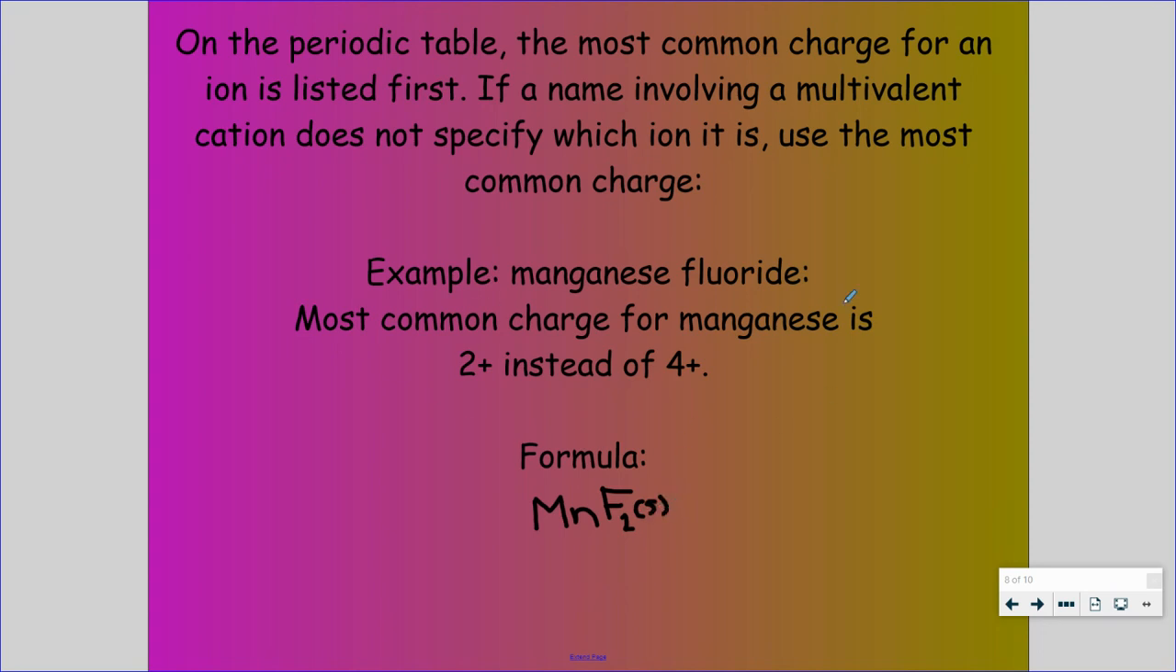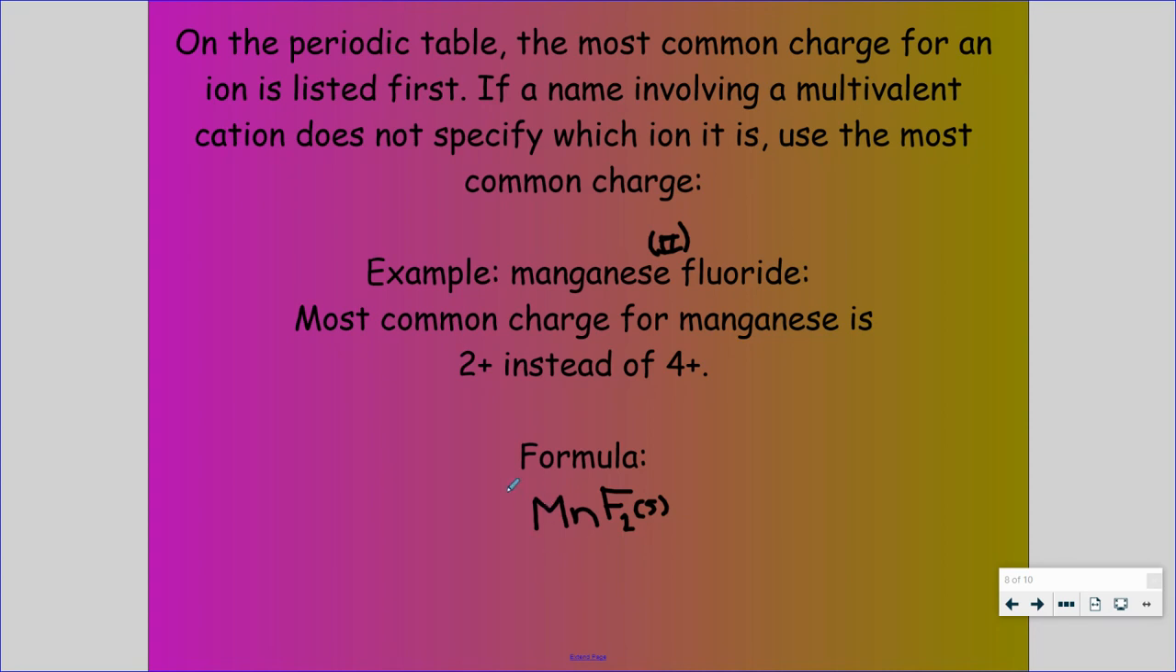So you see, I didn't even worry about the Roman numerals in this case because it didn't give it to me. If it had given it to me, it would have been right here. So it would have said manganese 2, it's supposed to be a 2, fluoride. It would be right here if it did. But because it didn't, I just assume it means the most common charge.